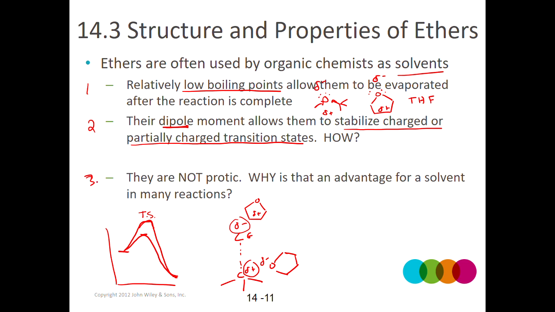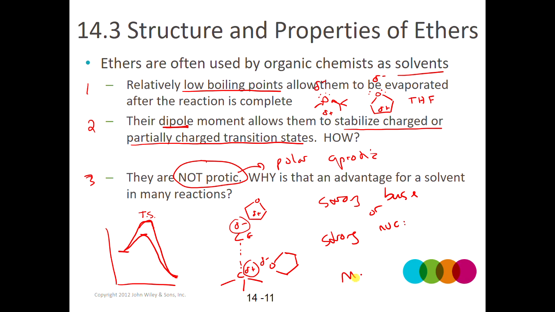And the third advantage is the ethers are not protic. So sometimes you want a protic solvent, but sometimes you don't. And when you don't want a protic solvent, when you want a polar aprotic solvent that has a low boiling point, can be easily removed after the reaction, ether is usually a good bet. So what's a reaction where we don't want our solvent to be protic? Well, anytime we use a strong base or a strong nucleophile, like for example a Grignard.